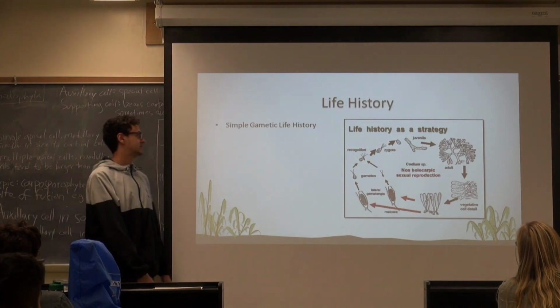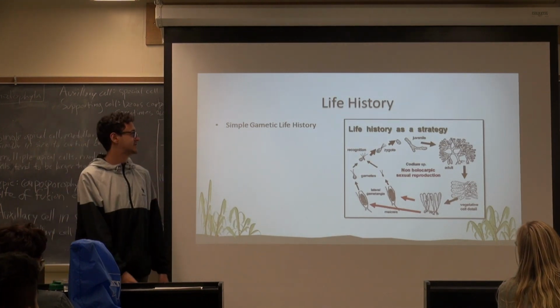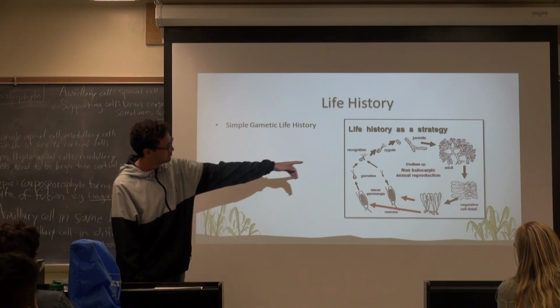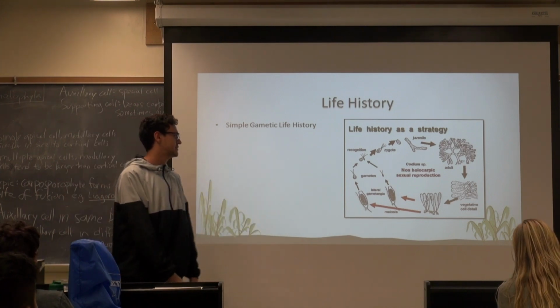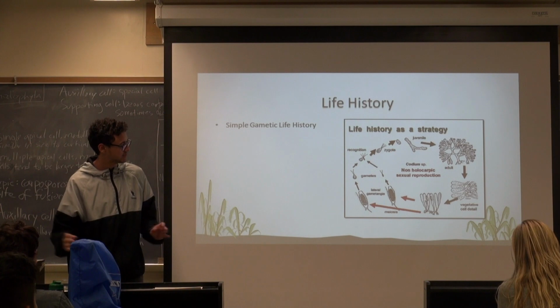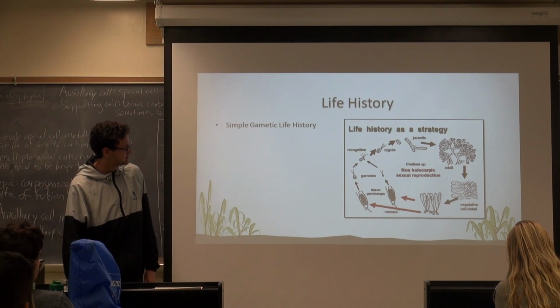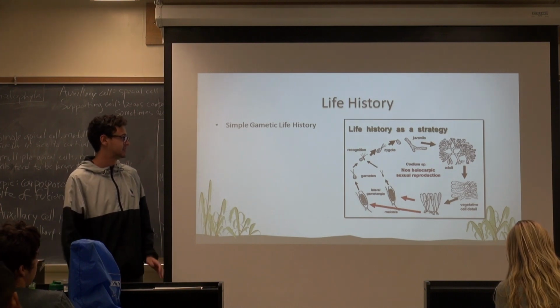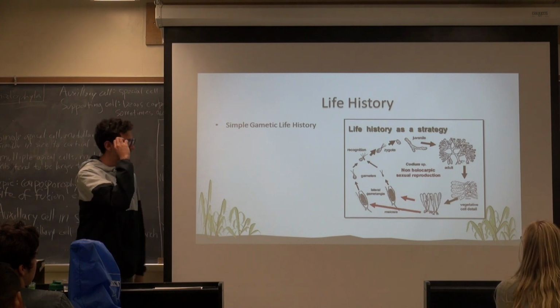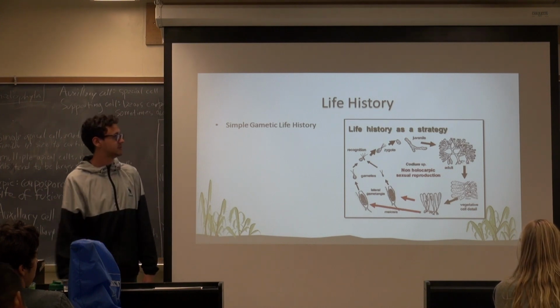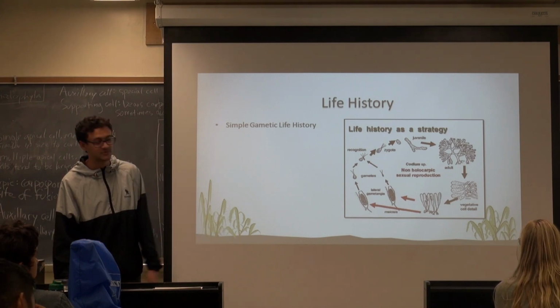The life history of Codium is a very simple gametic life history. They start out as a diploid monoecious adult, and those adults will broadcast spawn all their gametes into the water column, and they'll come together and form zygotes. The zygotes undergo mitosis and just reform the adult population.